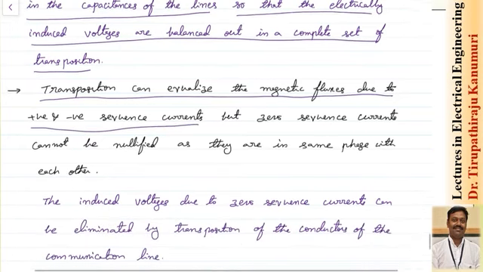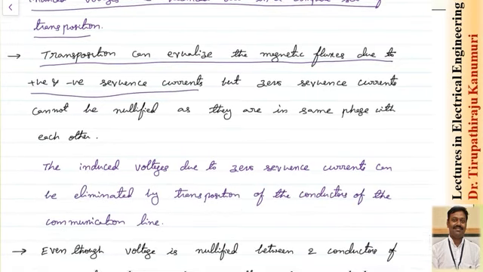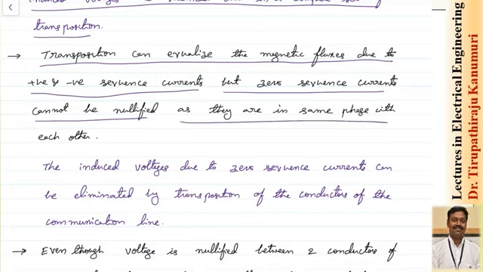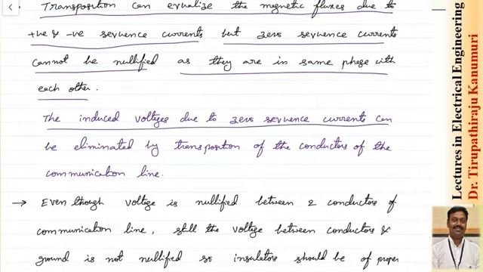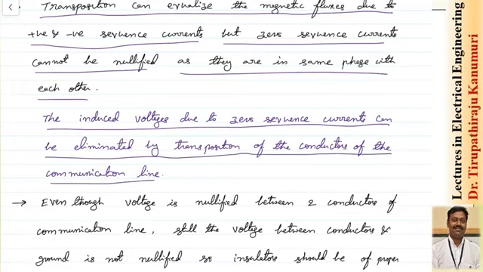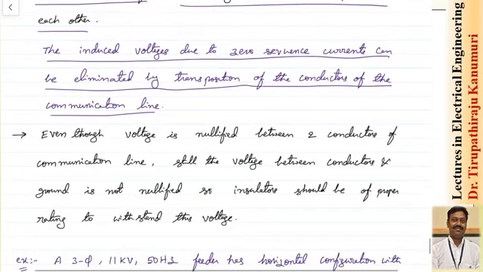This is for the case of the magnetostatic effect we discussed in the last class. So positive and negative sequence currents can be handled, but zero sequence current cannot be nullified, because zero sequence currents are in phase with each other. The induced voltages due to zero sequence current can be eliminated by transposition of the conductors of the communication line. Whatever zero sequence currents are coming, you just transpose your communication line, because in a loop they will get cancelled out.